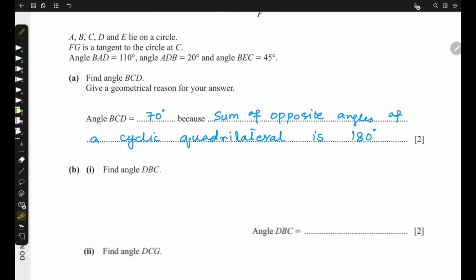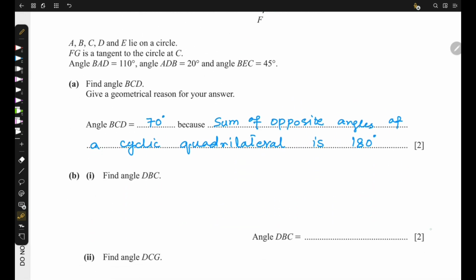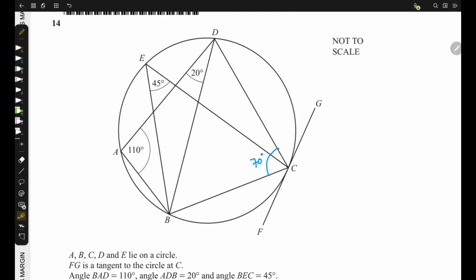In the second part, we have to find out angle DBC. This is of 2 marks also. Angle DBC, it means we have to find out this angle, the one that I'm going to highlight, this one. So we have a triangle, this one, in which one of the angles is given, which is 70.